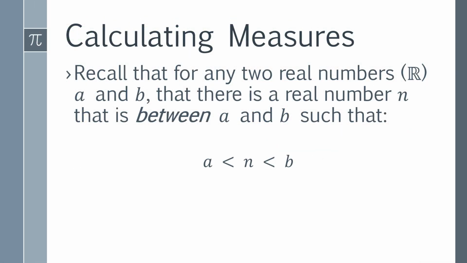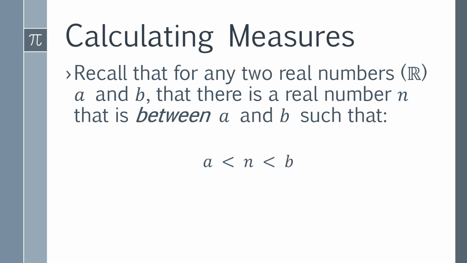Okay, so for any two real numbers, A and B, there is a real number, n, that is between A and B, such that A is less than n is less than B, okay? So if we think about this, I can find a number, if I go between 1.9 and 2, well, I can go to 1.95. And between 1.95 and 2, I can go to 1.955. Okay, and I can keep getting smaller and smaller and finding numbers that fit in between those smaller numbers.